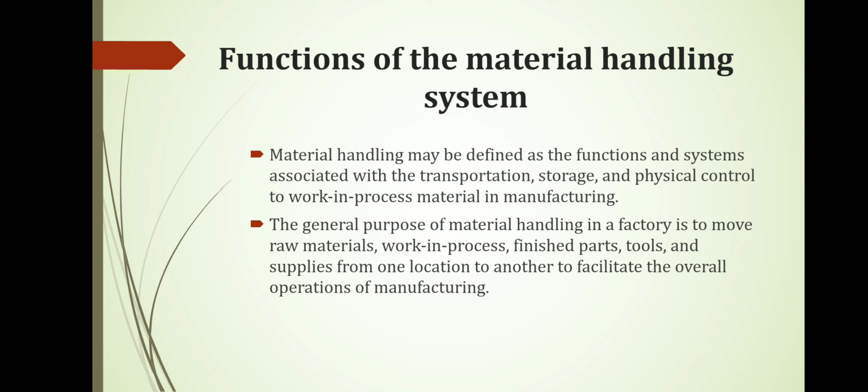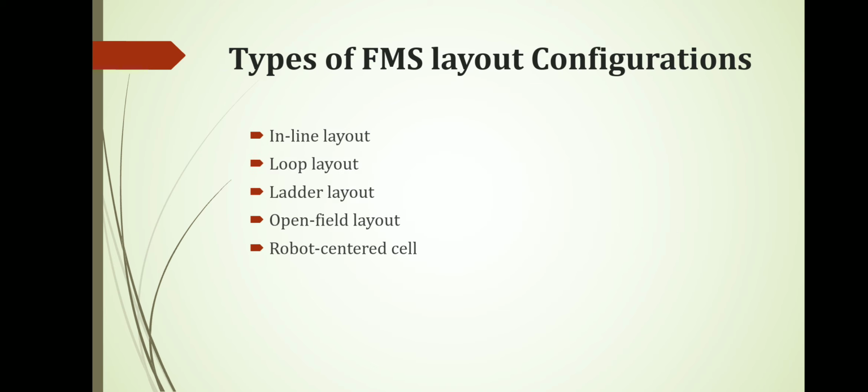The functional material handling system transports the raw material from the store to the production stage, then from production to sub-storage, then transfers to the assembly system, then to testing and the packaging system. These are the activities and functions of the material handling system. For the layout configuration, we utilize different types of layout in the machine shop to transport the materials from one machine to another and to the storage system: inline layout, loop layout, ladder layout, open field layout, and robot center layout.